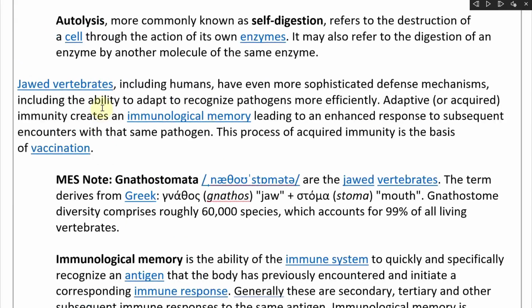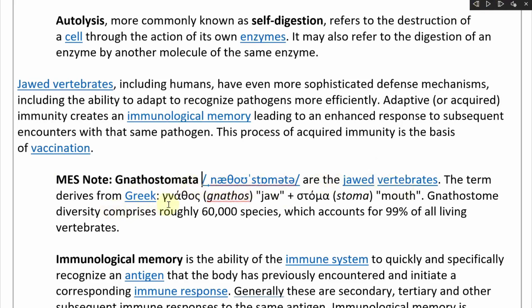All right, now continue further here. Let's look at these jawed vertebrates. The term for it is gnathostomata. See the pronunciation here? Gnathostomatus, or gnathostomata, or the jawed vertebrates.